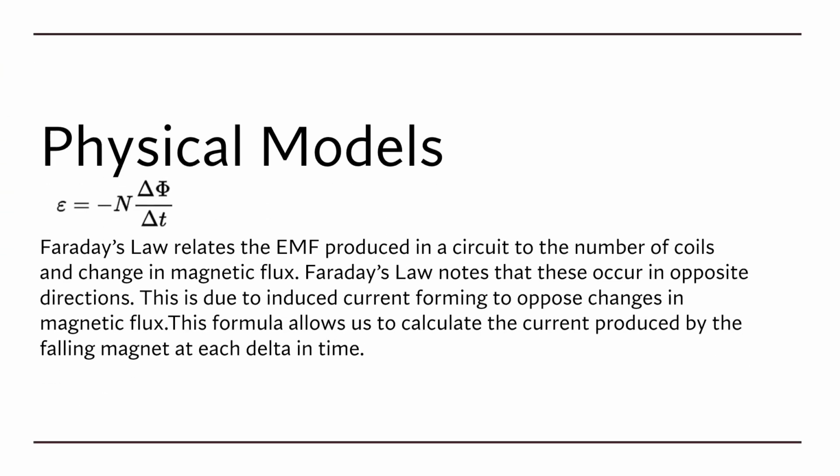Faraday's law relates the EMF produced in a circuit to the number of coils and change in magnetic flux. Faraday's law notes that these occur in opposite directions. This is due to the induced current forming to oppose changes in magnetic flux. This formula allows us to calculate the current produced by the falling magnet at each delta in time.